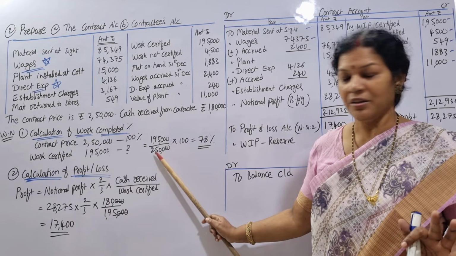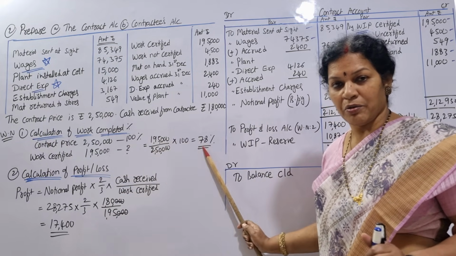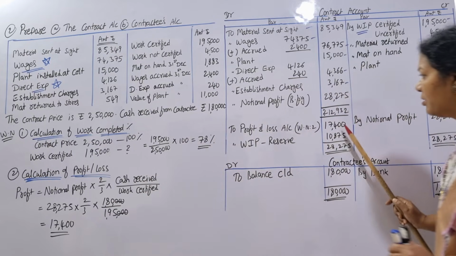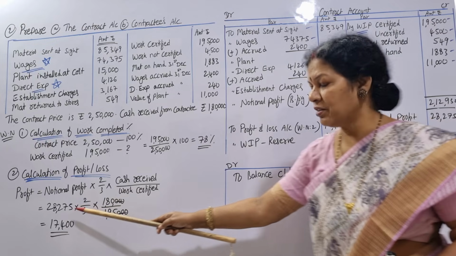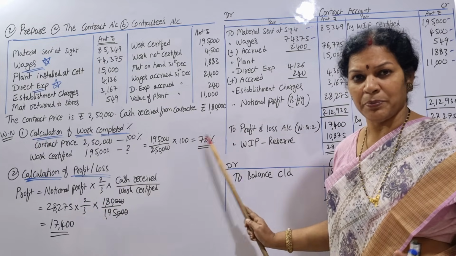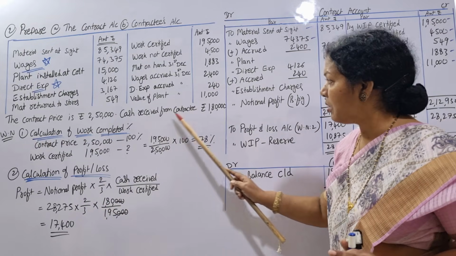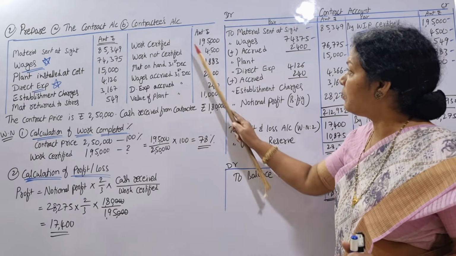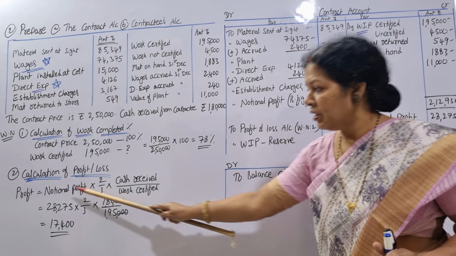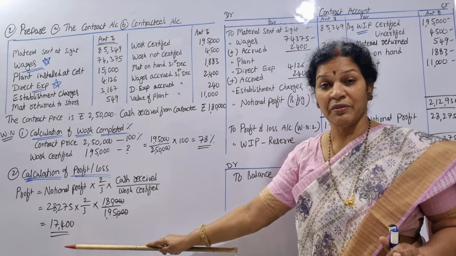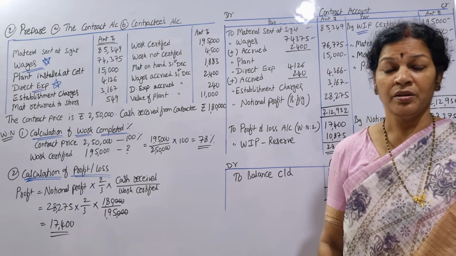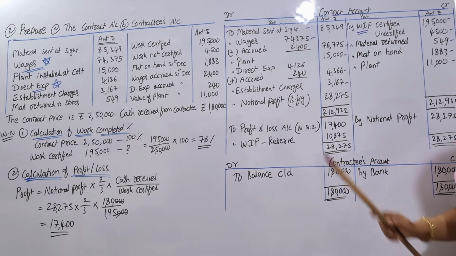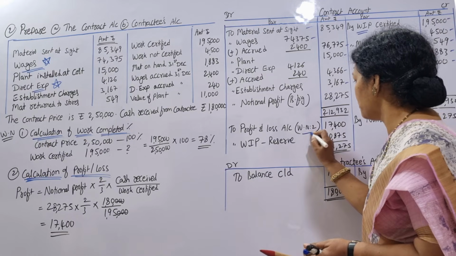Now notional profit according to this 2/3, and cash received by work certified. Notional profit is 28,275, written here, 2/3 according to 78%. Cash received is 1,80,000, divided by work certified, 1,95,000. If you do these calculations, we get 17,400. This 17,400 is profit, which we show in the profit and loss account, as per working notes 2.